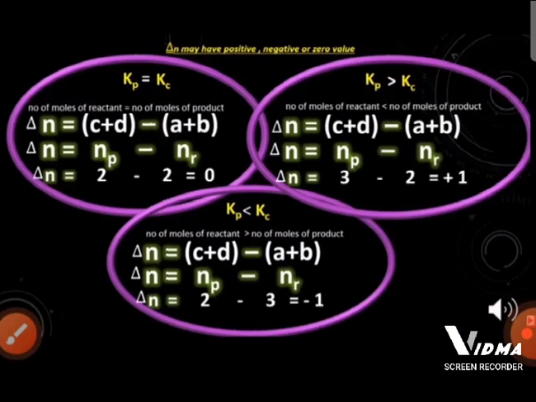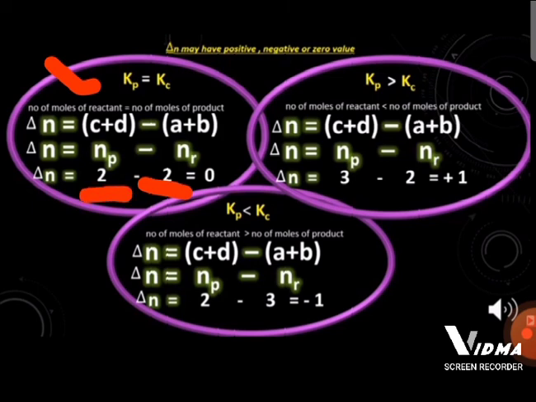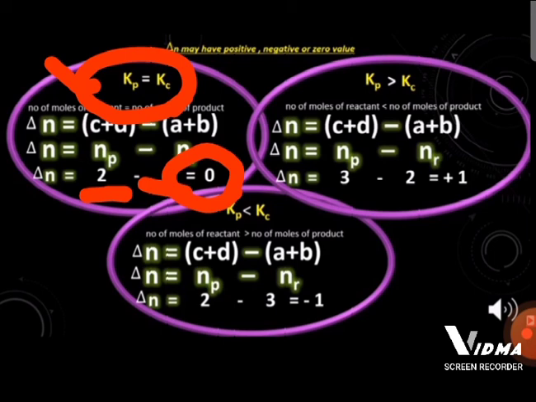Let us look at the entrance exam questions related to this expression Kp is equal to Kc RT to the power of delta n. When the number of moles of reactant and product is the same, here 2 moles of reactant and 2 moles of product, then delta n is 0. So when delta n is 0, or when number of moles of reactant and product are the same, we get Kp is equal to Kc.